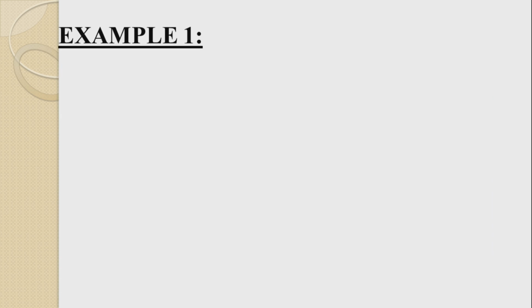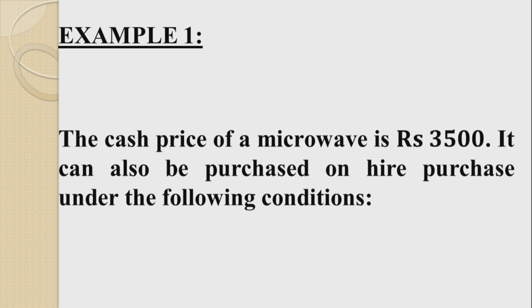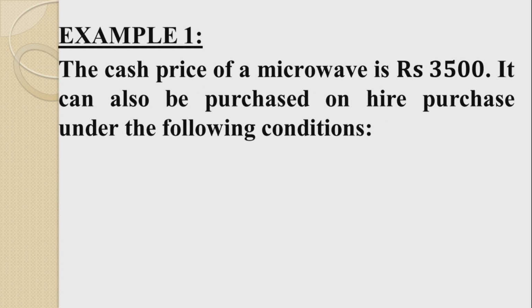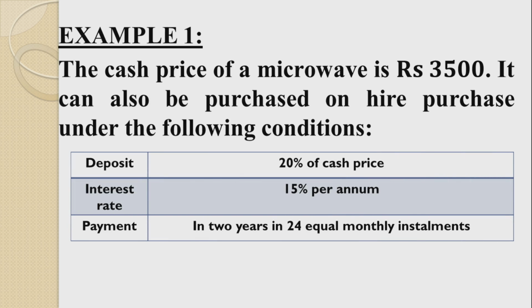Let us now take an example on hire purchase. The cash price of a microwave is 3,500 rupees. It can also be purchased on hire purchase under the following conditions. The deposit is 20% on cash price. The interest rate is 15% per annum. And the payment will be in 2 years in 24 equal monthly installments.